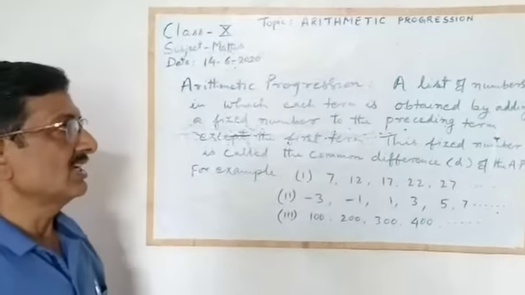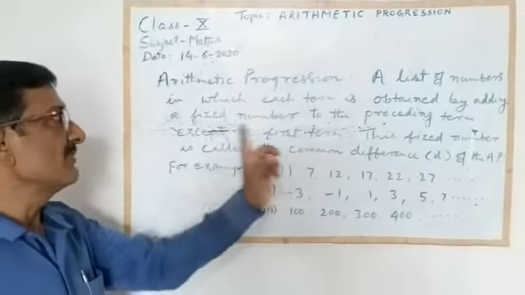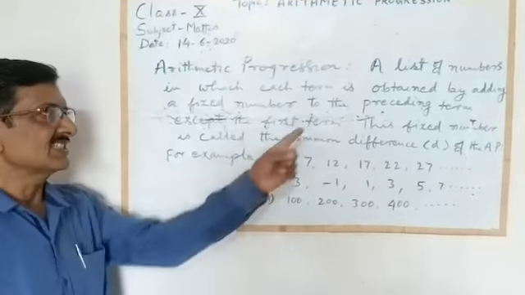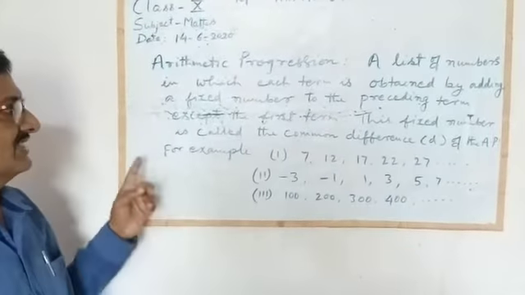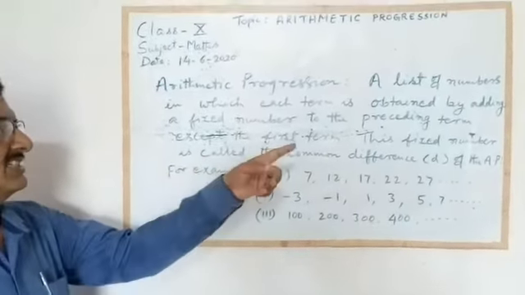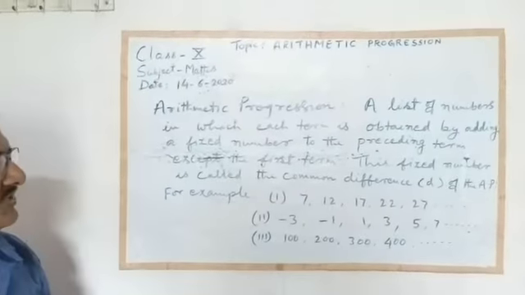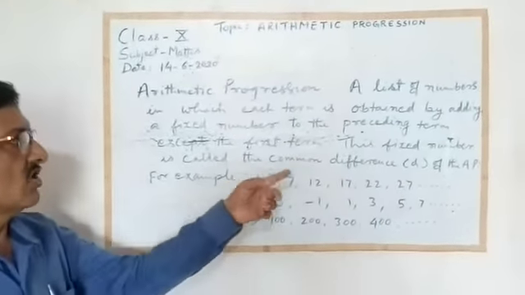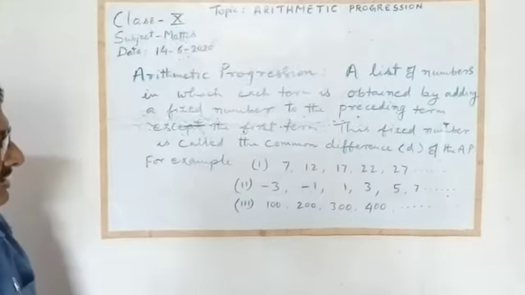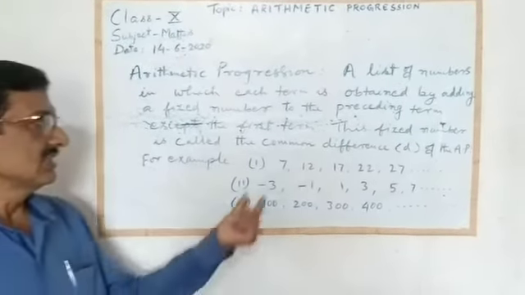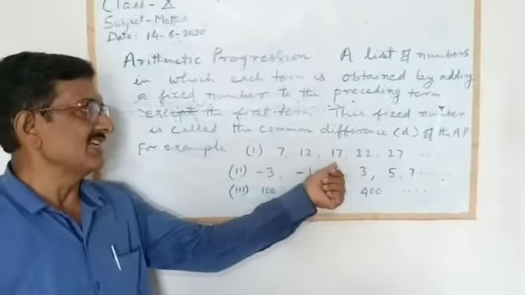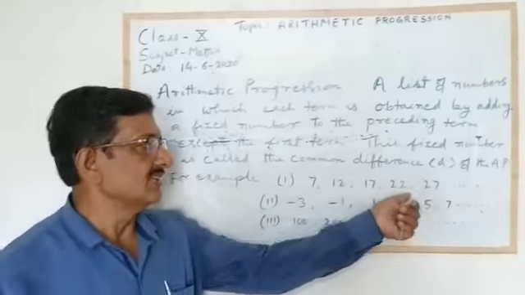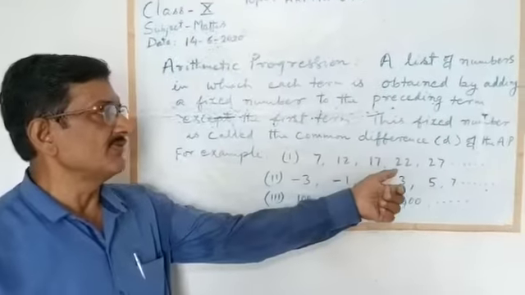What is arithmetic progression? It is a list of numbers in which each term is obtained by adding a fixed number to the preceding term, except the first term. This fixed number is called the common difference of the AP. For example, 7, 12, 17, 22, 27. This is an example of AP.